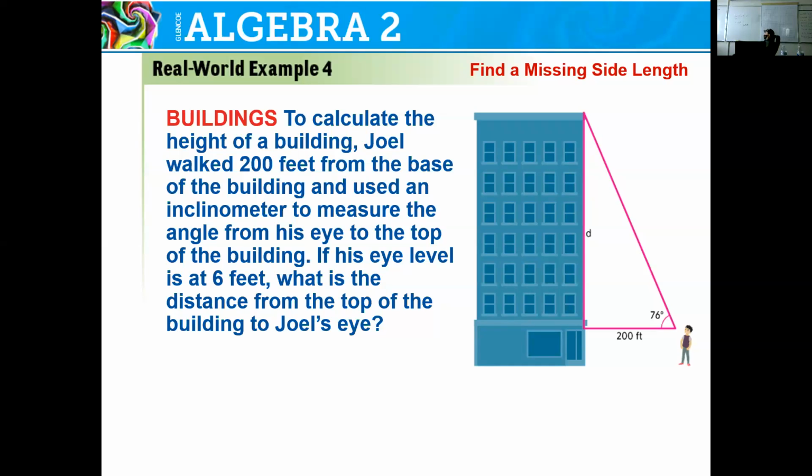Okay, so you can see we have a 76-degree angle here. We're 200 feet as our leg, and we're trying to figure out this other leg. So what trig function is going to fit this? Well, it has the opposite side and the adjacent side. The only trig function that brings both of those in is tangent. So we would set it up that the tangent of 76 degrees is equal to the opposite side, which is d, our variable, over our adjacent side, which is the 200 feet we walked away from the building.